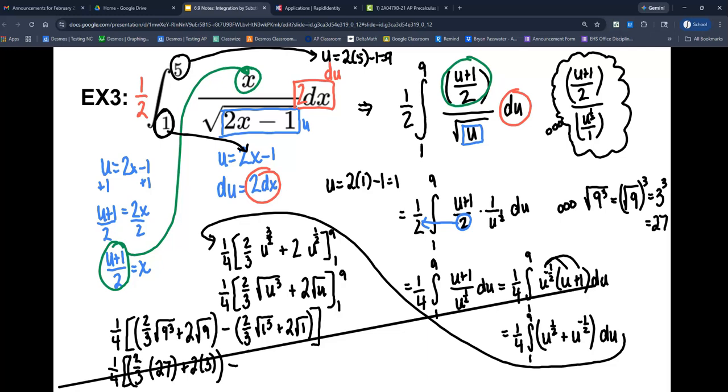You have to be really careful with parentheses here. This is just going to be 2/3 plus 2. So 2/3 of 27 is going to be what? 18 plus 6 minus, oh gosh, so many fractions. 2/3 plus 2 is going to be 2/3 plus 6/3. That's going to be 8/3.